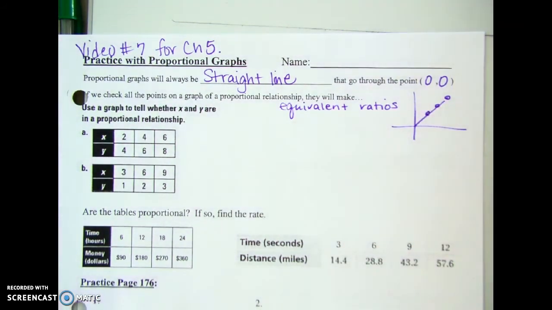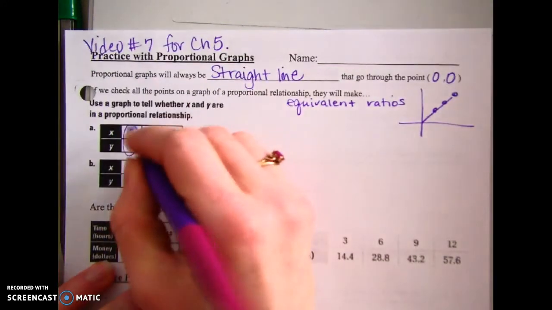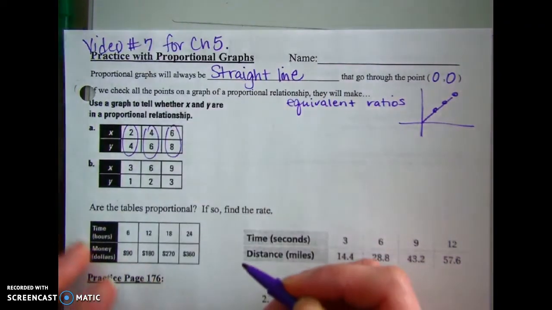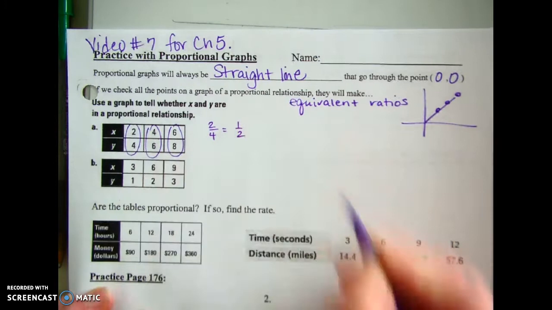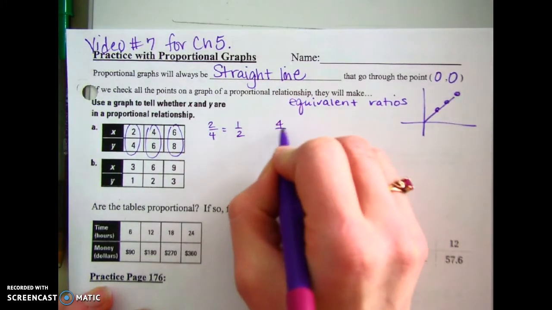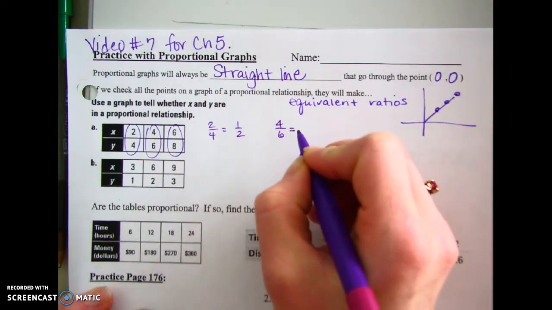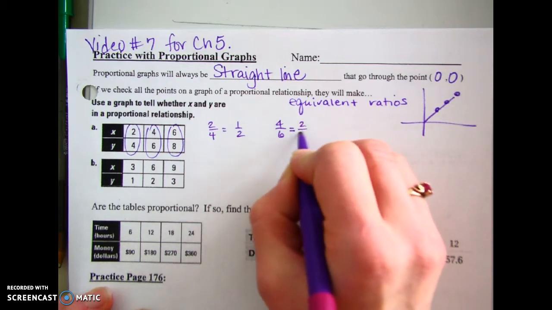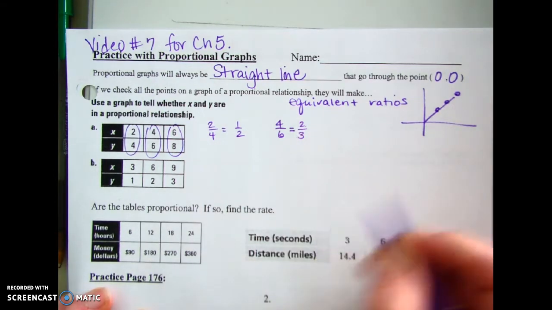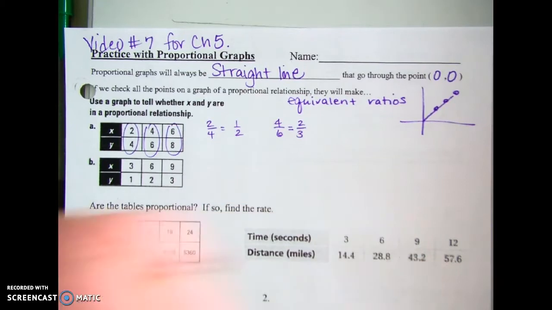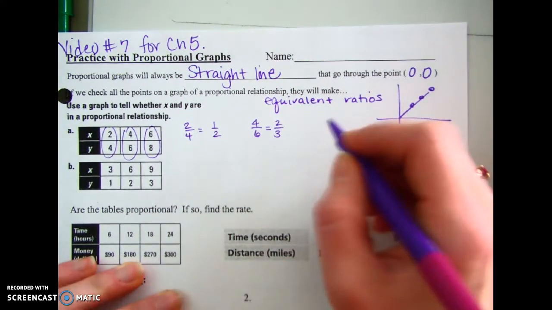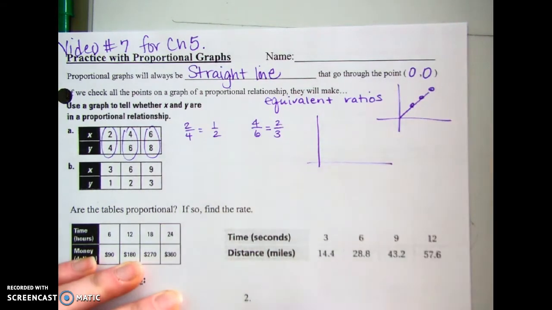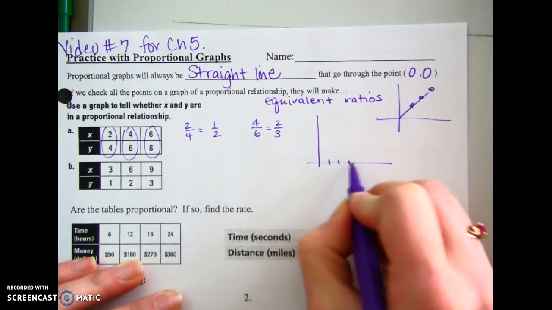So this first set of examples says, tell whether x and y are proportional. I just have to check all these ratios and see if they are equivalent, if they simplify to the same thing. So 2 over 4, well, that's 1/2. 4 over 6, that is not 1/2. So as soon as I start checking them and see that they're not equivalent, my answer is no. So I'm thinking it's going to be no, but it says use a graph to check it and see. So I'm going to set up a graph. It's not going to be perfect. It doesn't have to be anything fancy.